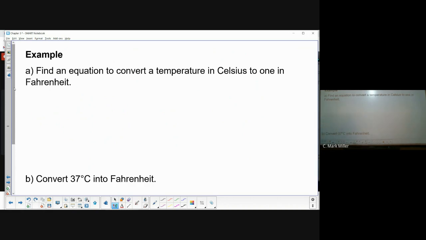Now, some of you have done this calculation. Find an equation to convert the temperature in Celsius to one in Fahrenheit.